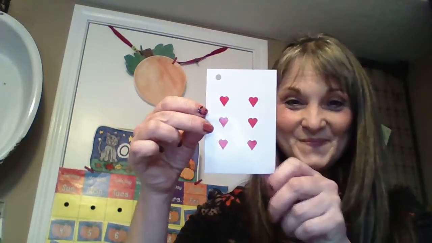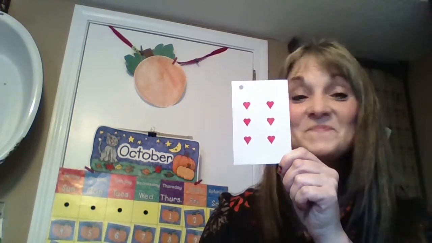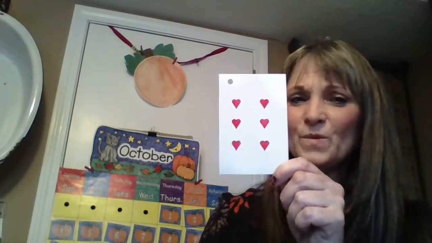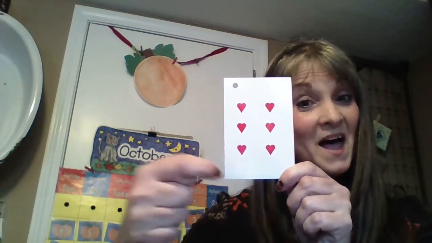So let's look at it together for a minute. What's the number on that card? I think you're saying it, but let's count it anyway. 1, 2, 3, 4, 5, 6. That's right. That's the 6 card. Now, we're going to talk about this a little bit more. I want you to remember that the 6 card has 3 on this side and 3 on this side. You ready? I'm turning it over.